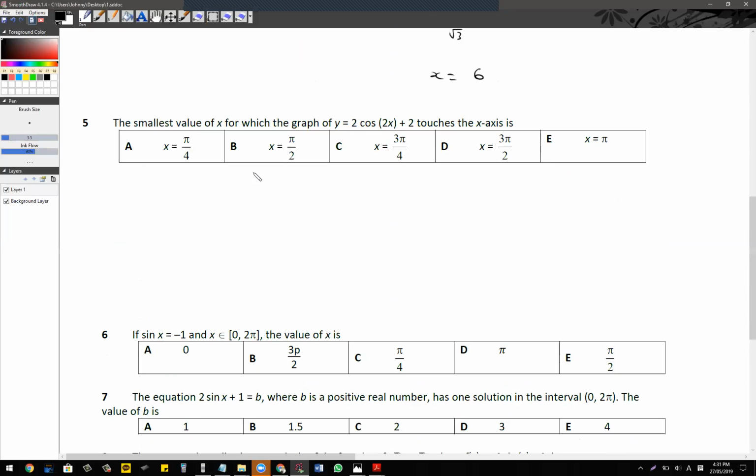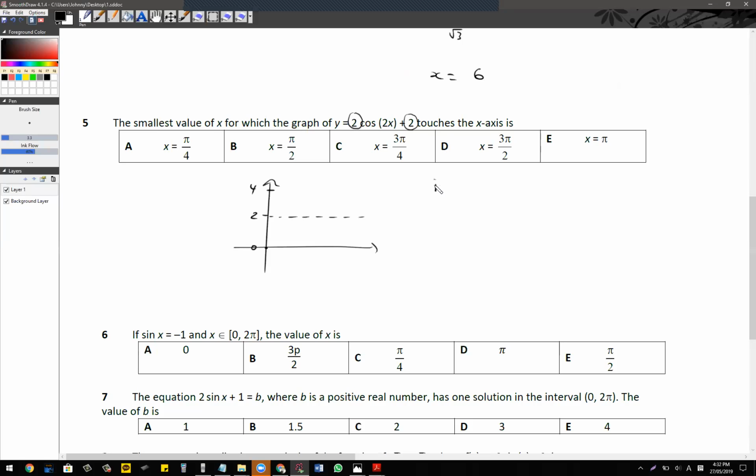The smallest value of x for which this graph touches the x-axis is... So this one is solving a trig equation. So that means you've got this curve where this is a cosine graph, and this one is elevated by 2. So it looks like this, and amplitude is 2, so it goes from 4 to 0. See? And it's a cosine graph, so it starts from the top.